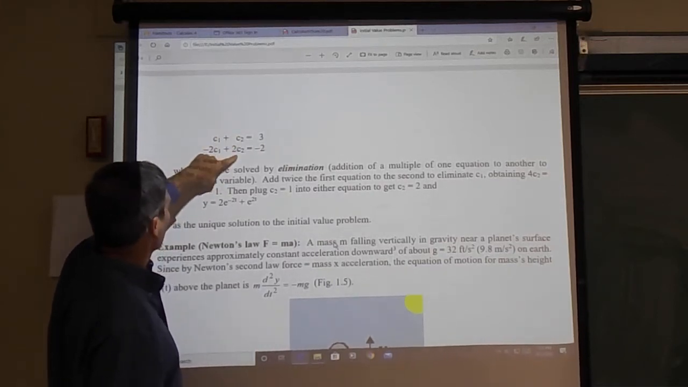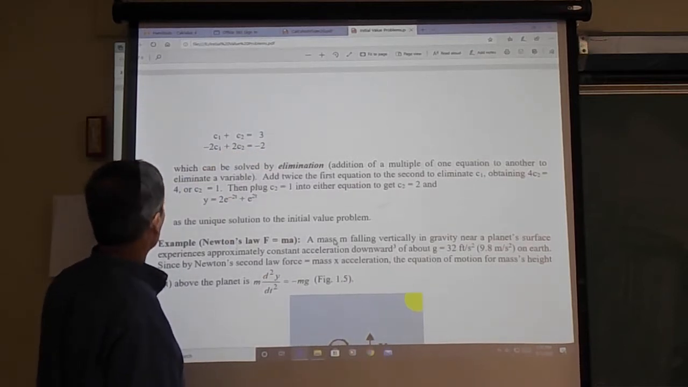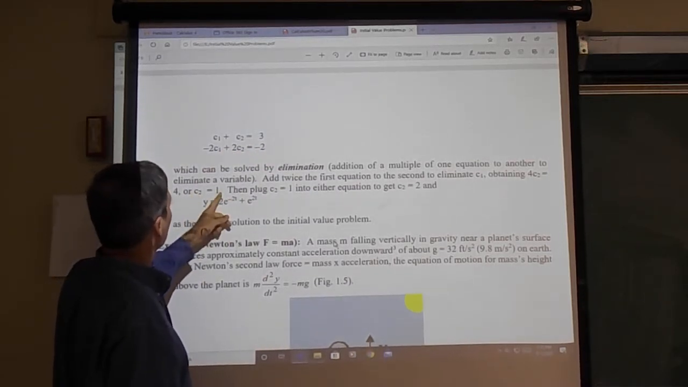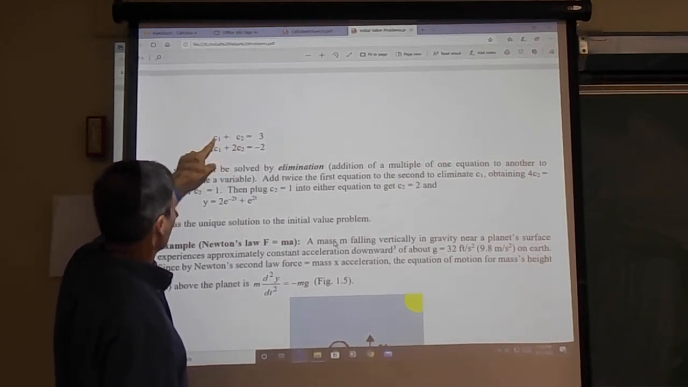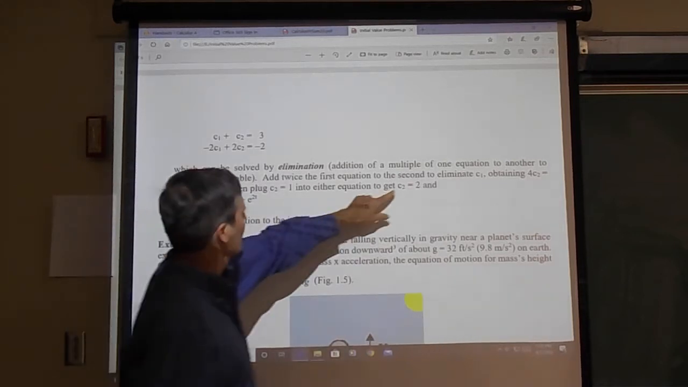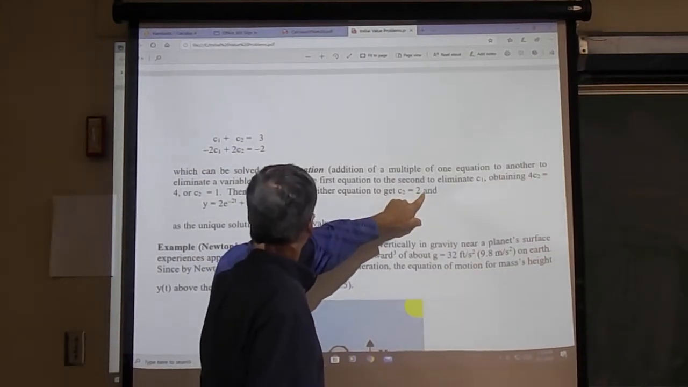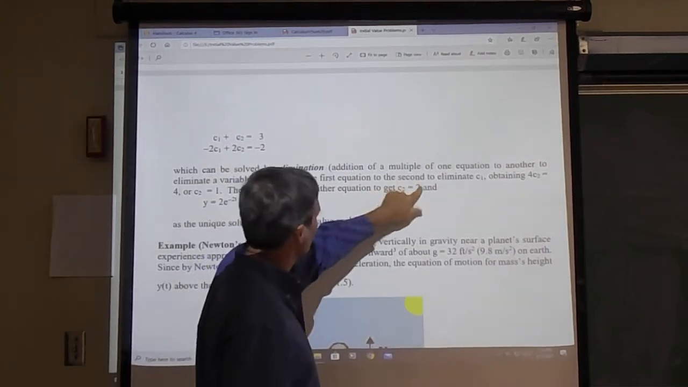Two times this one to this one gives me 4C2 equals 4. C2 equals 1, should be. And C2 then, C1 is 2. So I think, oh, that's right, okay, this one. I just wrote this one. C2 is 1, and C1 equals 2. That should be a 1.